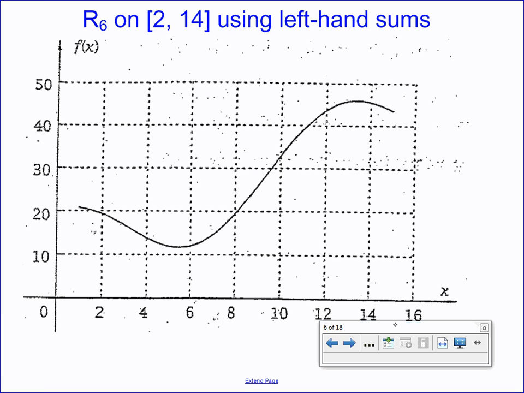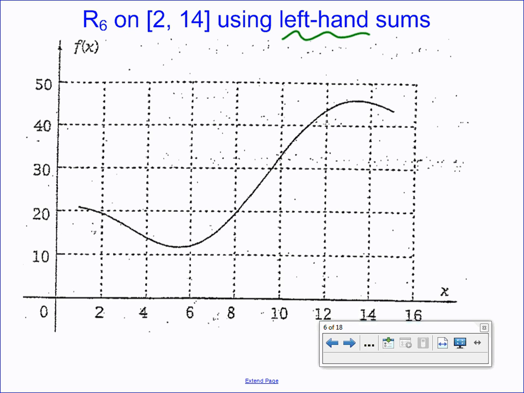All right, ladies and gentlemen, last time you did have the full class period, so we're not going to spend much time on this. I just want to point out that the directions indicate where you're going to look to find the height of a given rectangle. If we're dealing with R sub 6 on a given interval using left-hand sums, this is telling where you're going to look on each subinterval to gain the height of a particular rectangle.